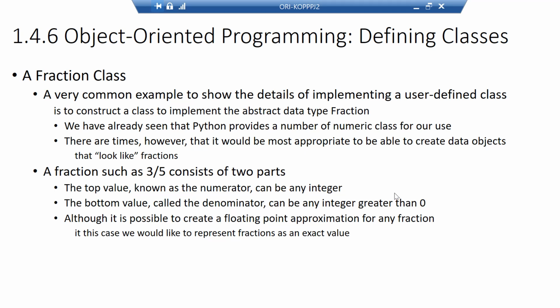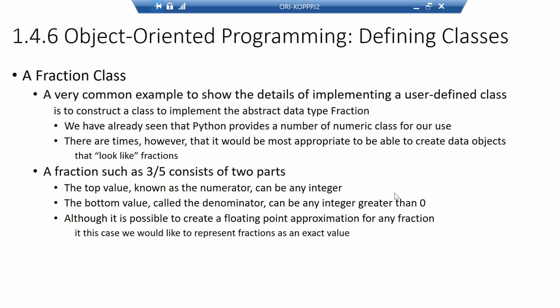So this is the fraction class that I talked about. A very common example to show the details of implementing a user-defined class is to construct a class to implement the abstract data type fraction. We have already seen that Python provides a number of numeric classes for our use. There are times, however, that it would be most appropriate to be able to create data objects that look like fractions. A fraction such as 3/5 consists of two parts.